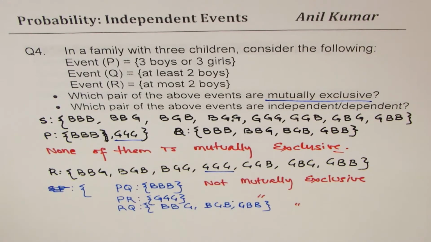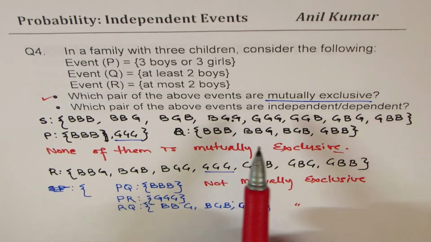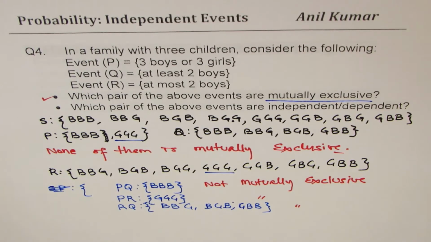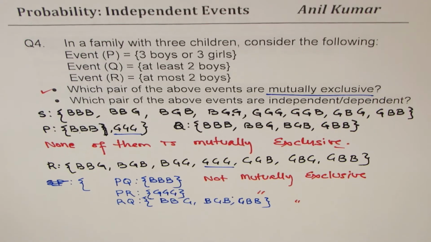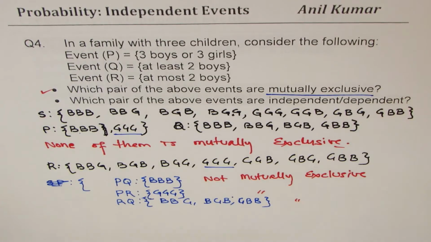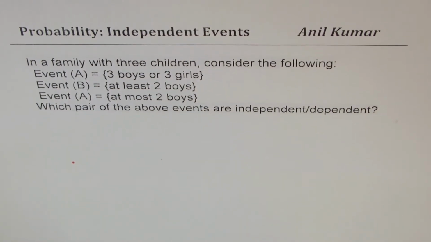Is that clear? So we have answered this question. There's something common, so none of them is mutually exclusive. Now, can we conclude from here that all are independent? That is interesting, right? The answer is no. We'll show you just now. So let's move on, and now we'll check for independent or dependent events. So we'll again take the same example and discuss independent and dependent events.